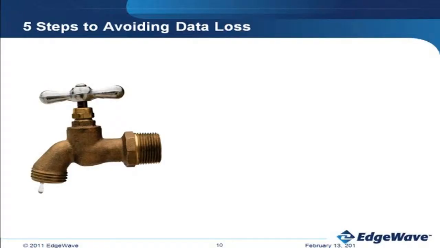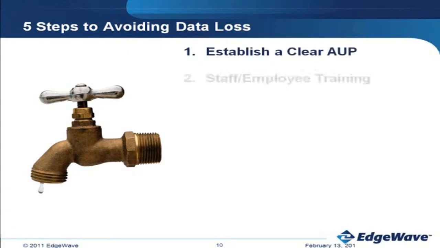At the end of this presentation, I want to leave you with 5 steps to avoiding data loss. The first 2 steps are relatively close together. First of all, we need to establish a clear acceptable use policy. And second, we need to train our staff and employees on the acceptable use policy. As we saw a few slides ago, unintended data breaches are on the decrease, mainly due to companies getting smart about establishing clear acceptable use policies and training employees. So employee awareness goes a very long way to decreasing unintended data loss.